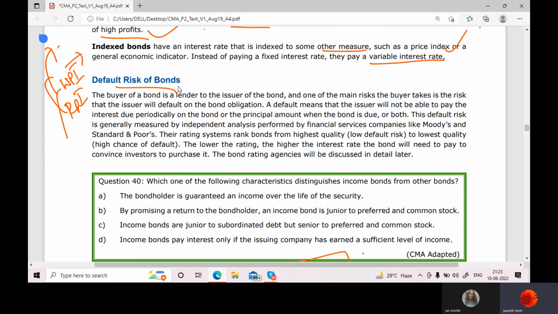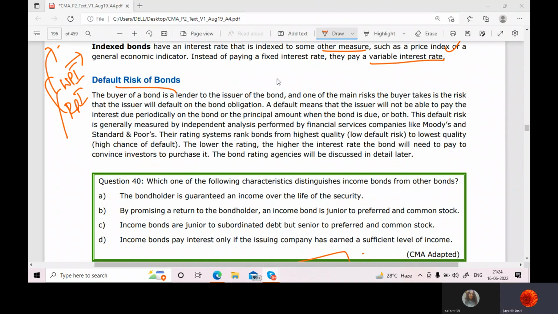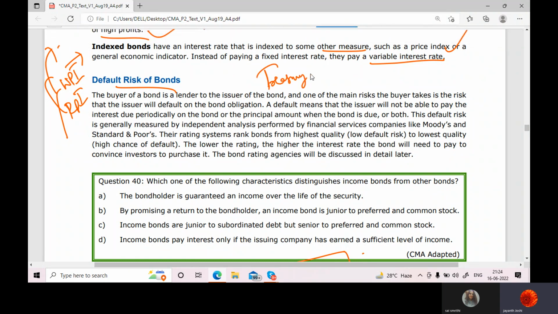Default risk of the bonds: of course, there is default risk at times. If I speak about, say, treasury bills, they do not have any default risk. So the returns would be very low.